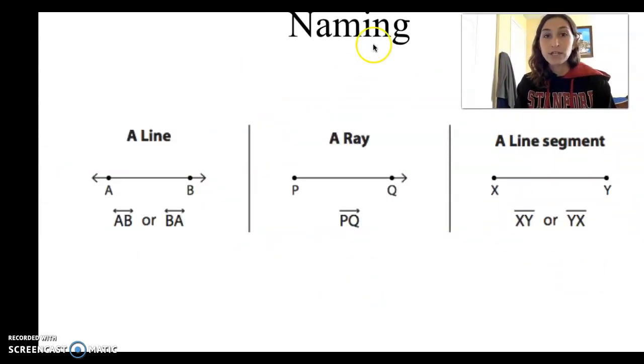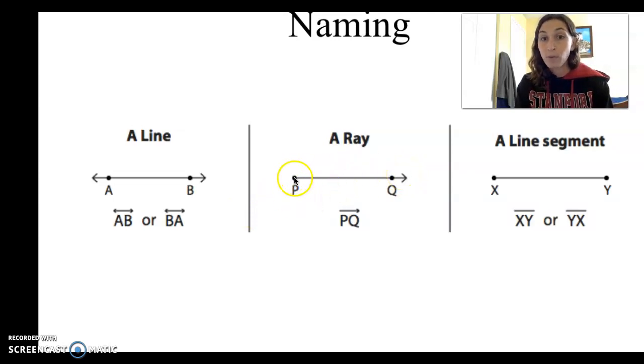All right, so naming. Let's just look at differences. So I see that this is a line, this is a ray, and this is a line segment. When I want to name a line, as you can see, there are 2 points, A and B. I know it's a line because it has the arrows. And when writing or describing or naming it, I could write it as AB with a line over, or I could write it as BA with a line over. A ray has a point, an endpoint, and then it goes on forever in one direction.